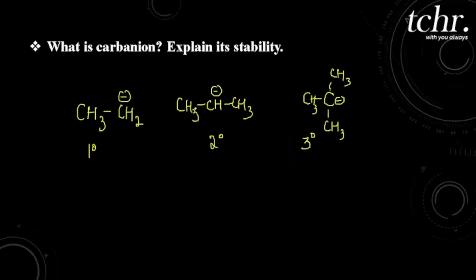Now when asked to explain the stability, here there is a change, students. In carbanion, primary carbanion is more stable than secondary, and secondary carbanion is more stable than tertiary. Got it? So the stability of carbanion goes primary, then secondary, then tertiary, which is completely opposite of the carbocation. So give a proper definition of carbanion, and then explain its stability. Okay.